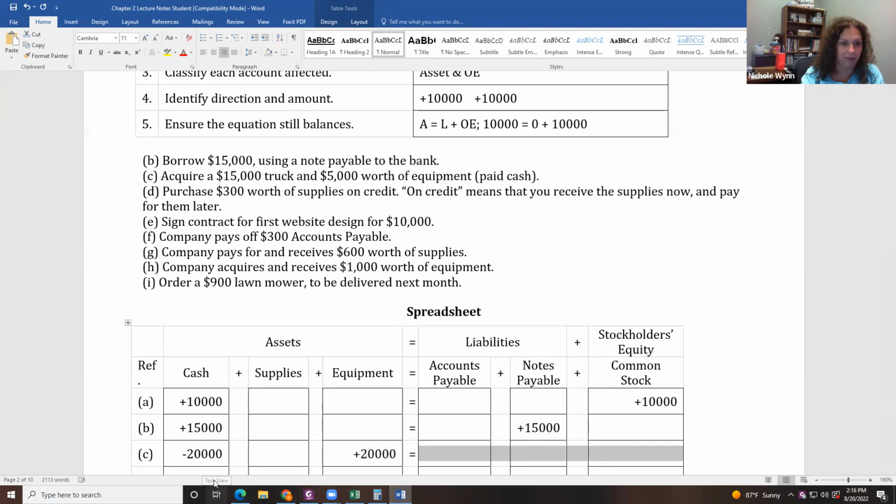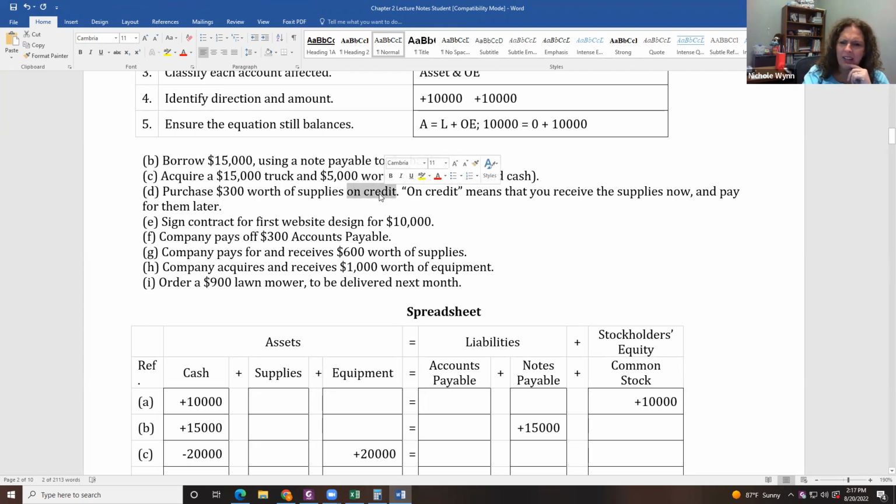So I'm in balance. Okay, next, letter D: purchased 300 worth of supplies on credit. So I'm going to go buy some supplies, but I bought them on credit. We've never used that term before, so I'm defining it. On credit means you're going to receive the supplies now, but you're going to pay later.